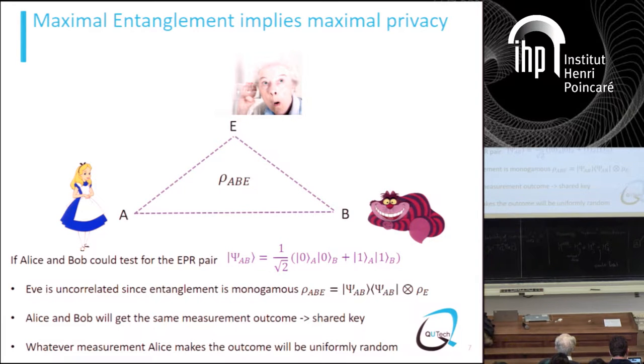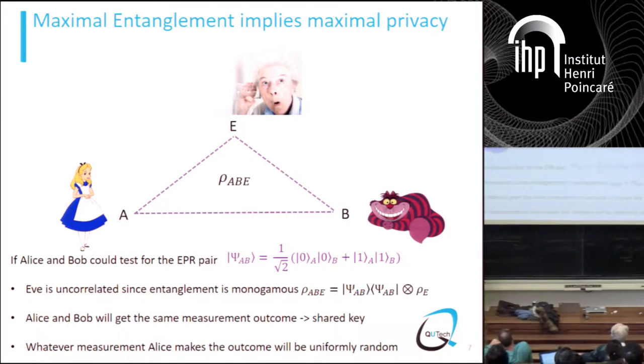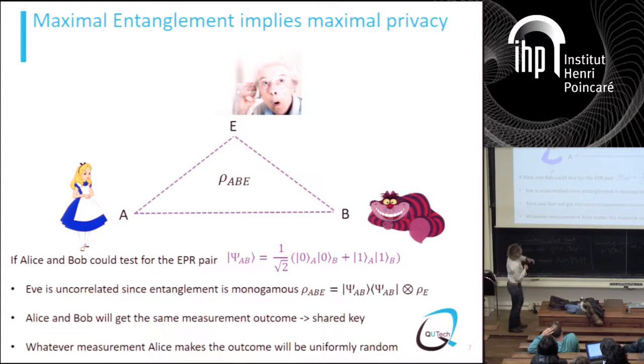The entangled state has this nice property that if Alice and Bob make the same measurement, they always get the same outcome. Okay, so they can be correlated with each other, so they can produce a key. The protocol will be correct. But whatever measurement Alice makes, the outcome will also be uniformly random, so it's not decided in advance. So in particular, the eavesdropper, who's uncorrelated, has no way of finding out this random outcome. So if they only had this beautiful state, then they could produce a bit of key by making a measurement. It would be completely uncorrelated from the eavesdropper.